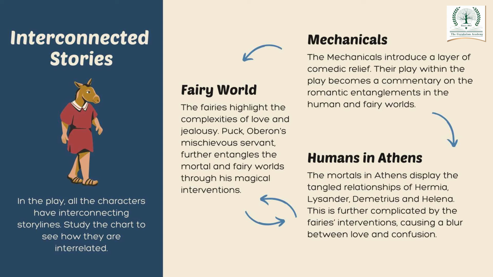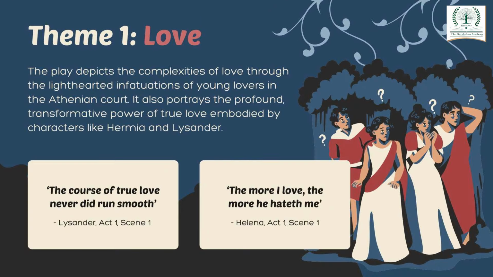Theme 1: Love. The play depicts the complexities of love through the light-hearted infatuations of young lovers in the Athenian court. It also portrays the profound transformative power of true love embodied by characters like Hermia and Lysander. The course of true love never did run smooth. Lysander, Act 1, Scene 1. The more I loved, the more he hated me. Helena, Act 1, Scene 1.